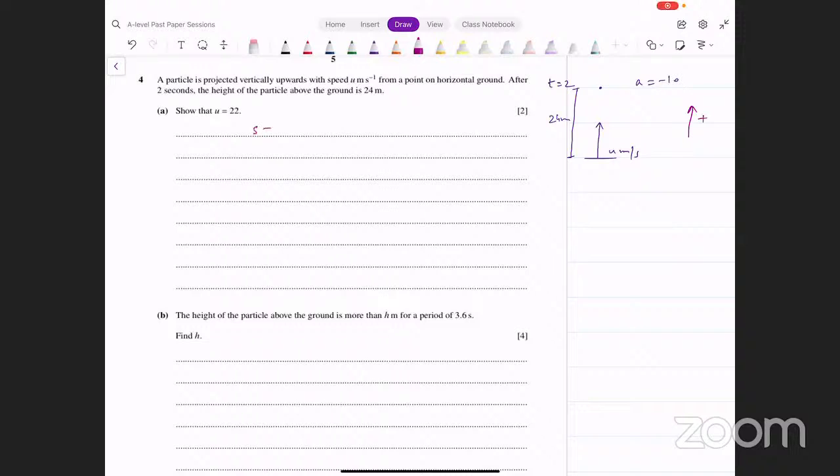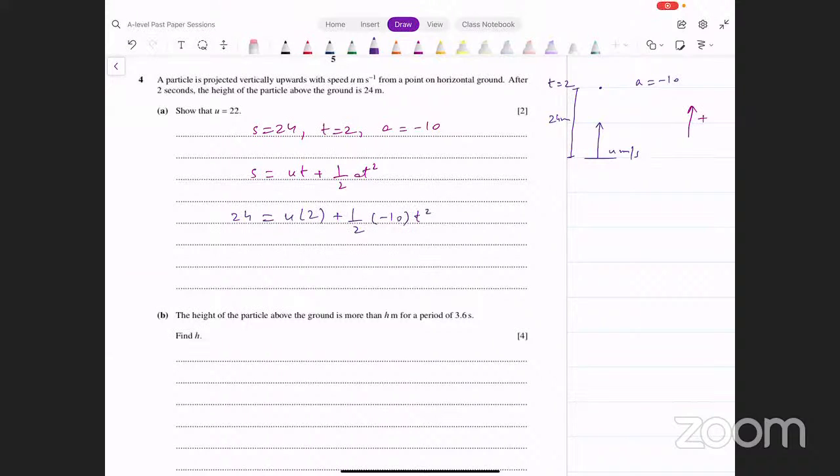You've got the values, you just input those values in one of the equations of motion. You've got s equals 24, you know time equals 2, and you know acceleration equals -10. आपको u find करना है. What equation can we use here? We can use s equals ut plus half at square. That's what connects these 4 things. Let's use that. S is 24, u into 2 plus half into -10 into t square. ठीक है?